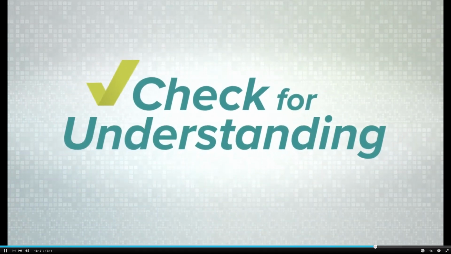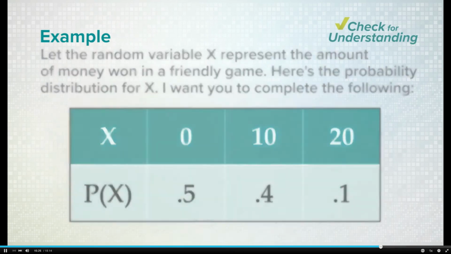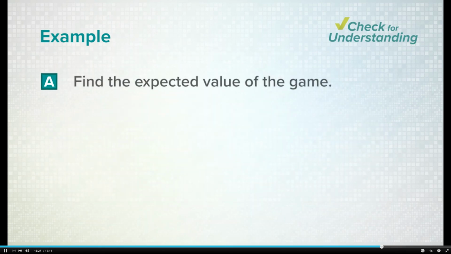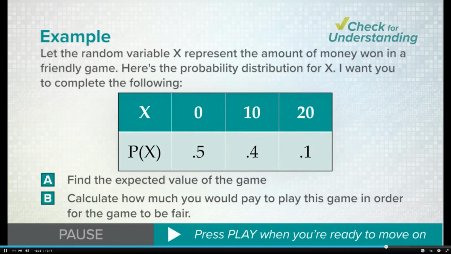Now let's test what you've learned so far with a check for understanding. Let the random variable X represent the amount of money won in a friendly game. Here's the probability distribution for X. I want you to complete the following. A, find the expected value of the game. And B, calculate how much you would pay to play this game in order for the game to be fair. Pause the video to work on this. Press play when you're ready to resume.